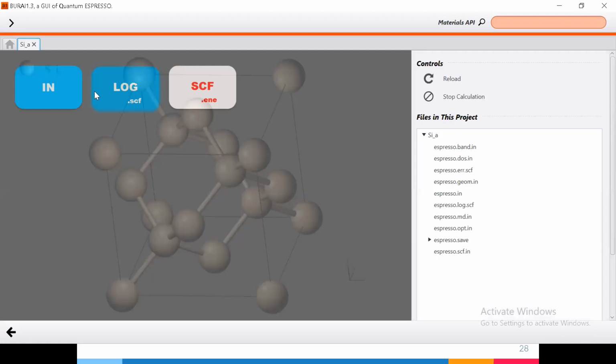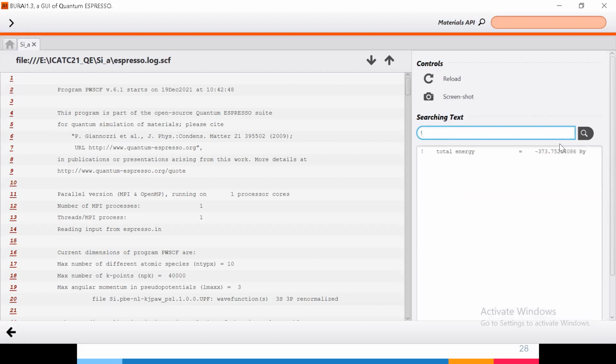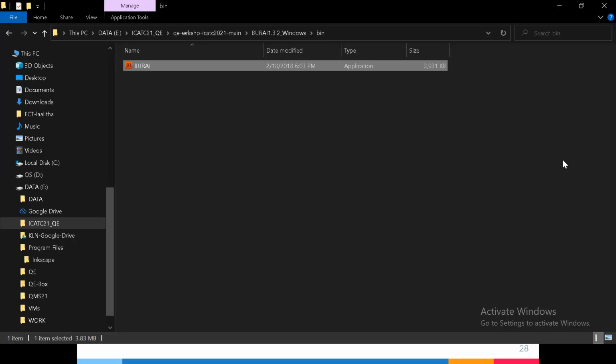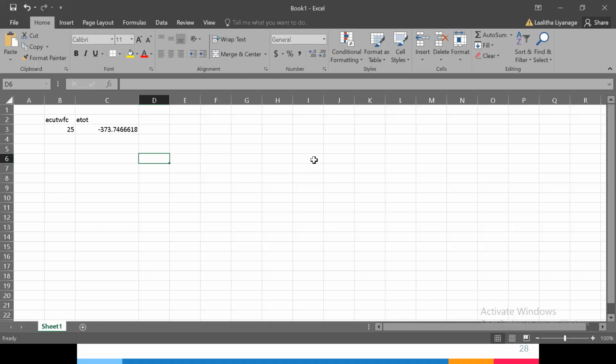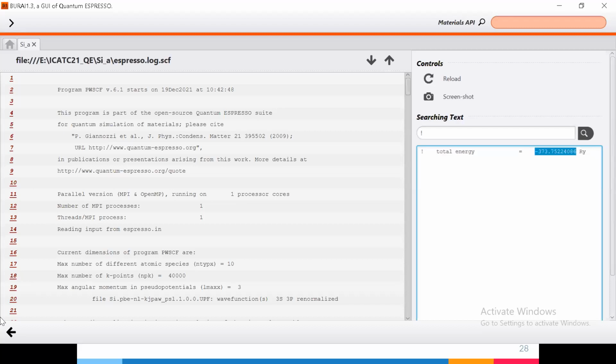And let's go to the log file again. We will search for this. And now you have a different value. And that is for 35. So you put that into your Excel. We have not changed the system. We are just increasing the number of plane waves. And you can see there's a change in the energy, right? The change in the energy is 0.02 Rydbergs, right? So there is a change in the energy. So it depends on which particular amount of energy you want to converge to.